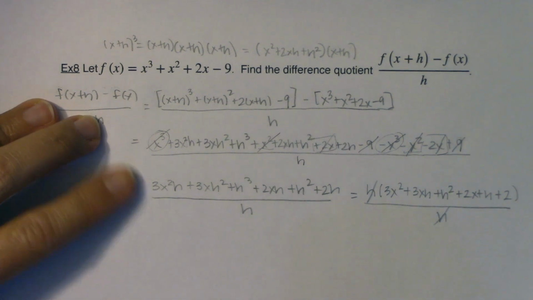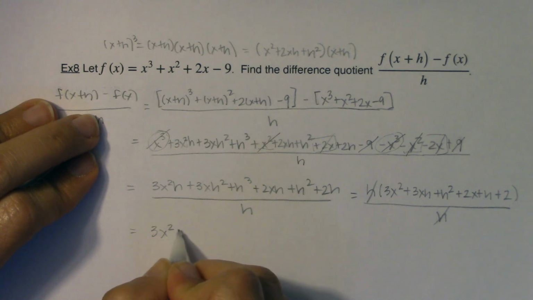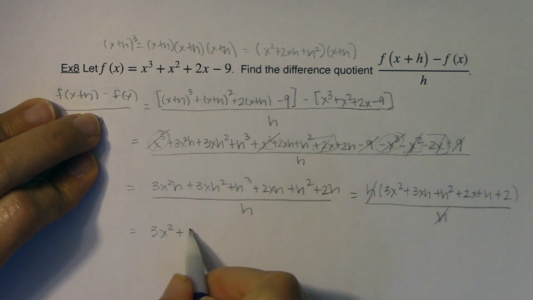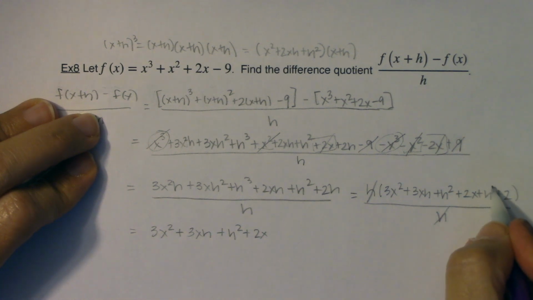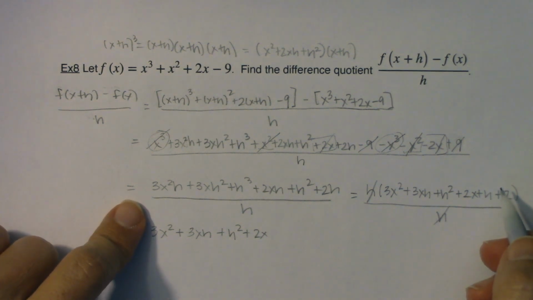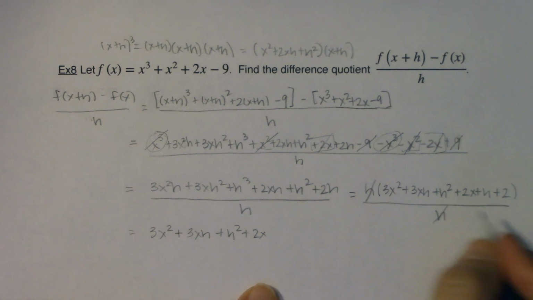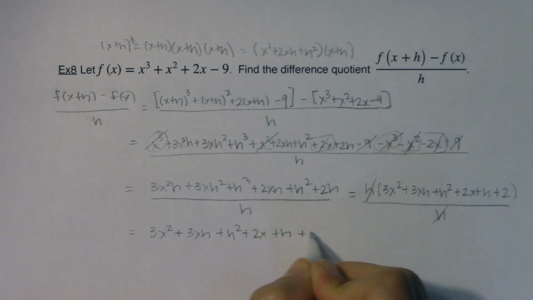So ultimately, my endgame answer is 3x squared plus 3xh plus h squared plus 2x plus h. Oops, just kidding. Should that have a squared? No, wait, I want to make sure. No, this should not have a square on it. I just wanted to check that my algebra is correct. My bad. Plus h plus 2. All right, so there we go.